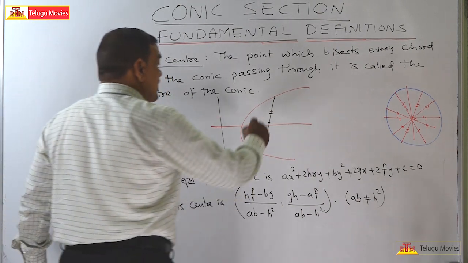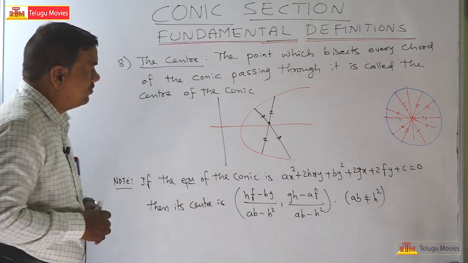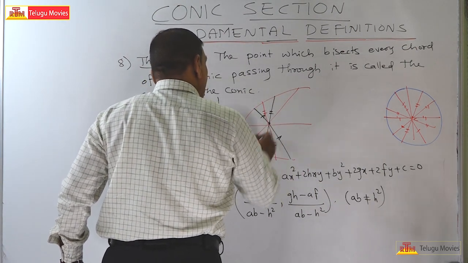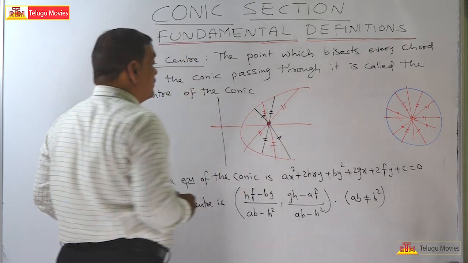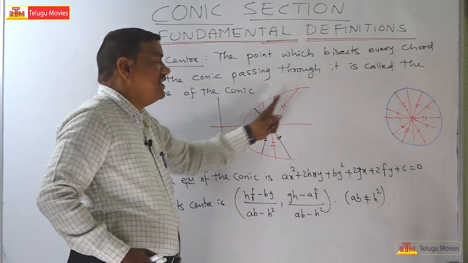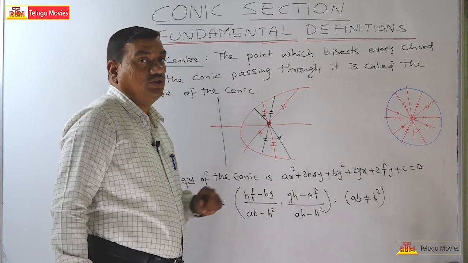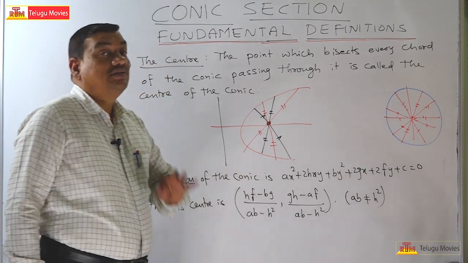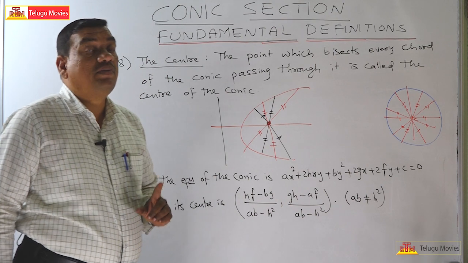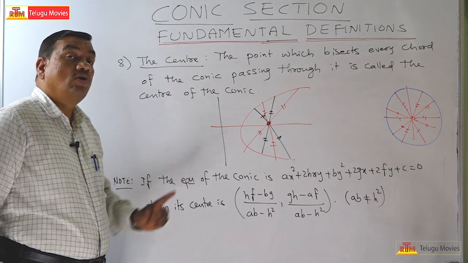Let us take another chord. This chord is also bisected, though the diagram may not be accurate. Another chord passing through it is also bisected, and another chord is also bisected. That means any chord passing through this point is bisected by the point. So that point is called the center. That means for every conic there will be one and only one center. Understand? This is called the center of the conic.